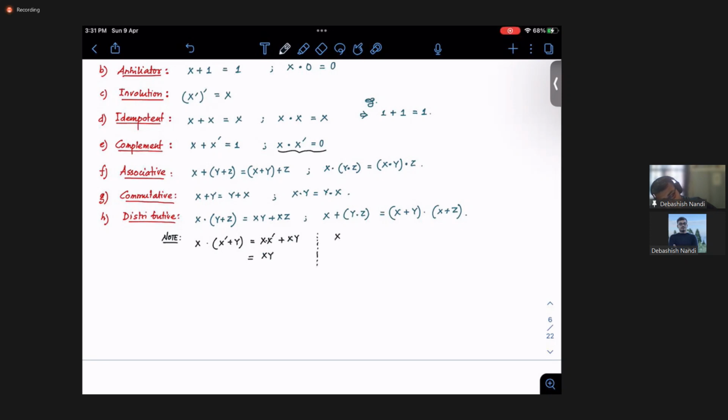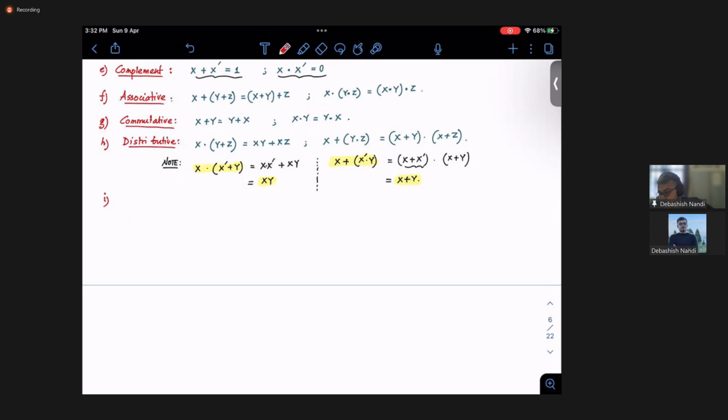Similarly, when you have x plus x bar y, you can just use this distributive property, and this is nothing but 1. So 1 and something is that thing only because that is the intersection. So this will be x plus y. It is very good to remember these two properties. This thing is equal to this, and this stuff is equal to this. So this property is good to remember. This will save you a lot of time.